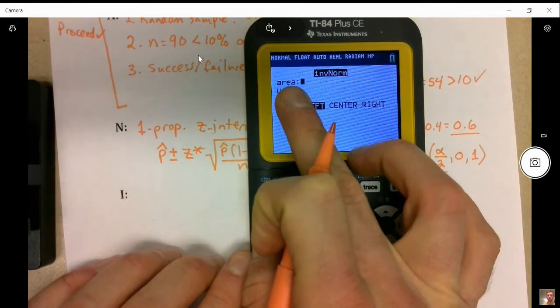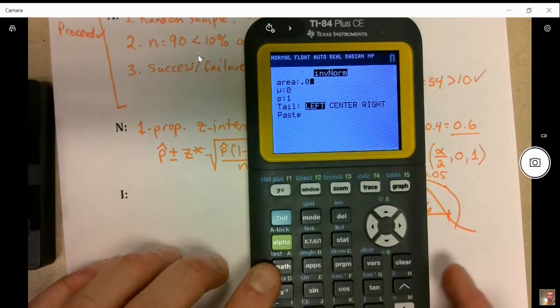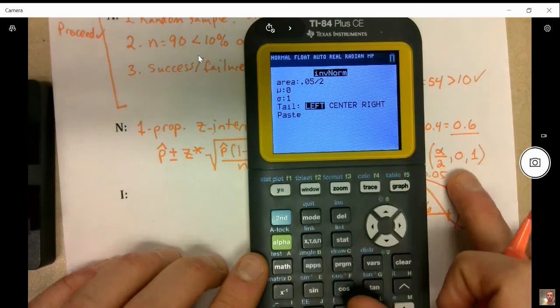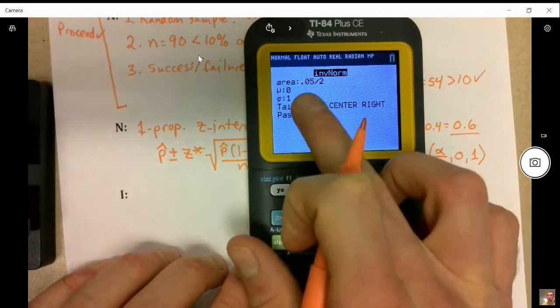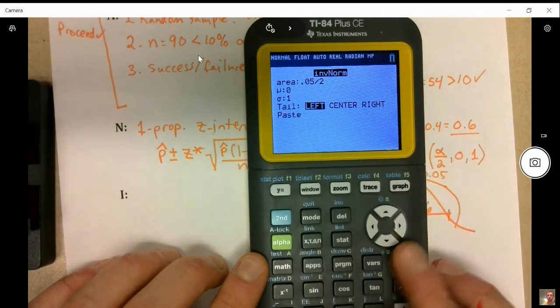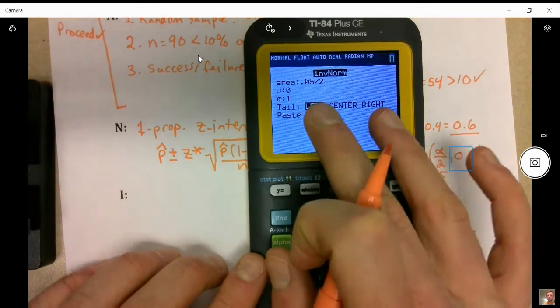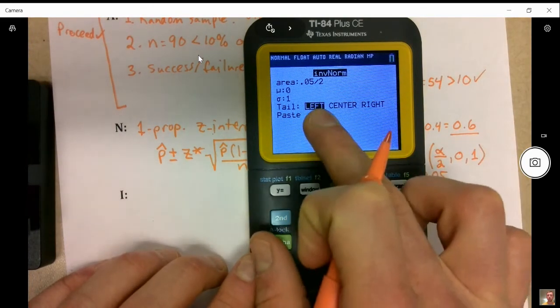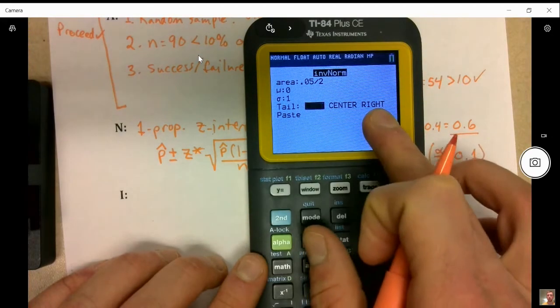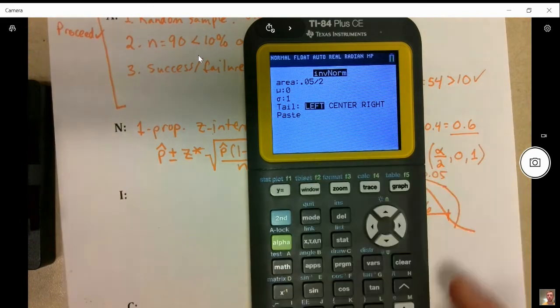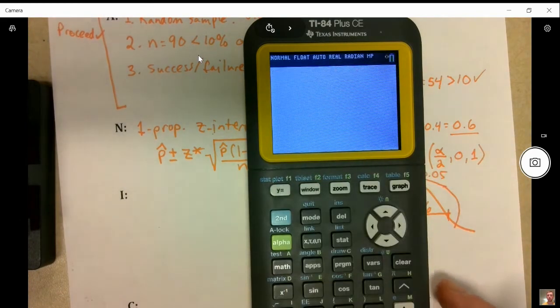This is where we're going to put our alpha divided by 2, so 0.05 divided by 2. Mean, as I said here, is 0, so nothing to change there. And standard deviation is 1, so you can keep that as it is. Just a warning: you can do either left or right. Left is going to give you a negative number, right is going to give you a positive number. Either one is fine. Just take the positive of whatever shows up on your screen, okay?